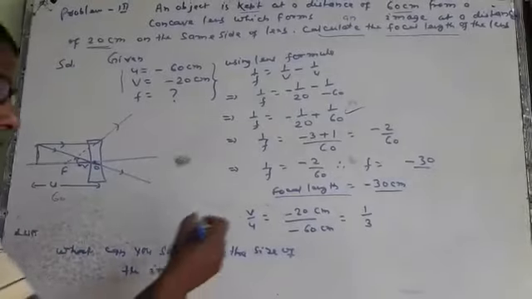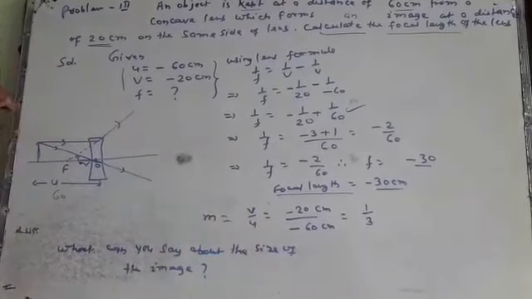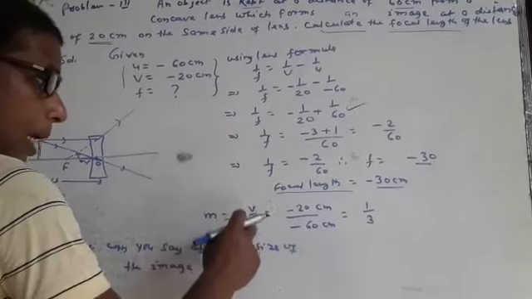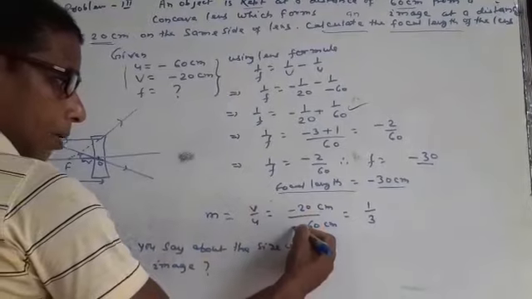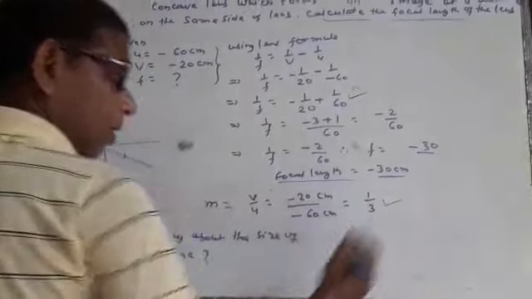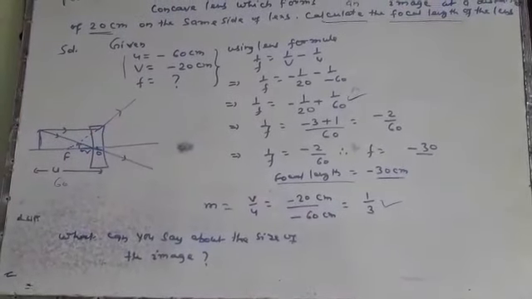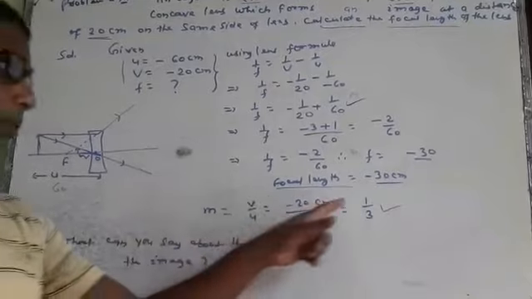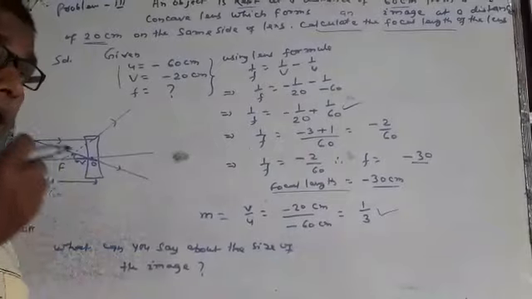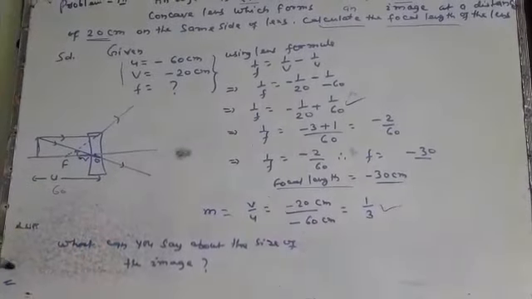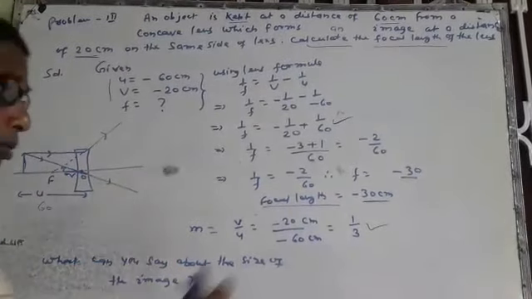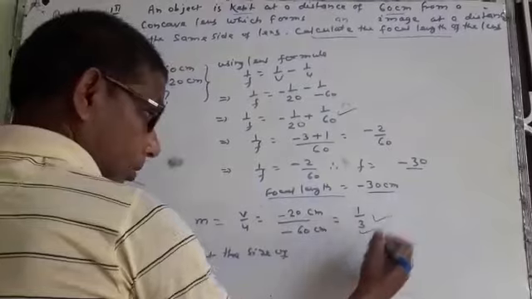This means we have to calculate the magnification. u and v are given here. So m equal to v by u, minus 20 cm by minus 60 cm, minus minus cancel, 1 by 3. Very simple answer. Here I told you if m is positive, the nature of the image is virtual and erect. As earlier I told you, a concave lens always forms a virtual image. So the positive sign indicates a virtual image.